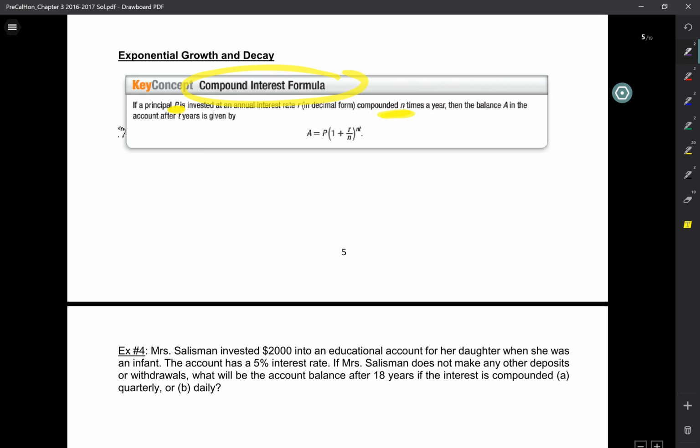Well, here is the formula. P is the principal. That's how much money you have in your pocket when you go to deposit the money. R is the rate. Of course, it's always in decimals. N is the number of times a year that you are paid interest. And T is time in years. All right. Well, let's see.